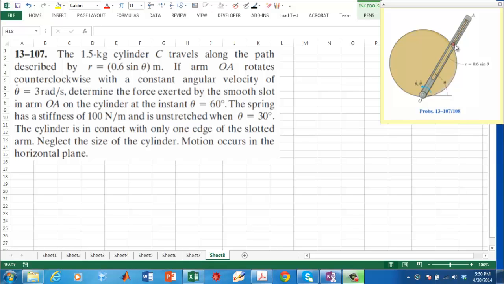Hi, welcome back. Right now we are going to look at an example problem where we have to put together all kinds of things, both on the force side as well as on the kinematic side, in order to find quantities. So let's read this problem.